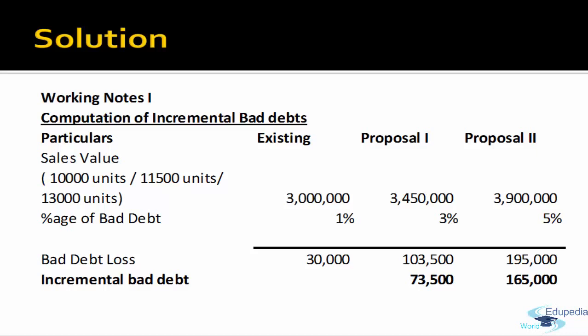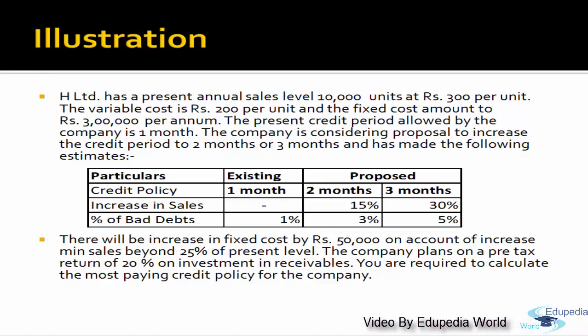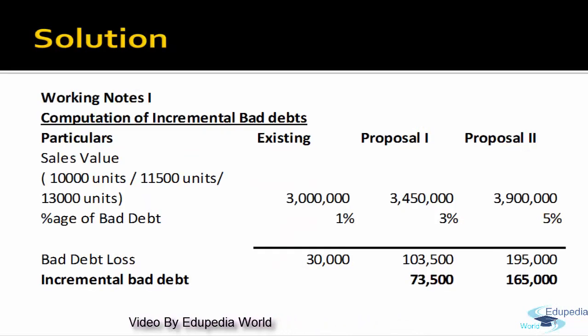Company is already incurring 1% bad debt. That means there is already a bad debt loss of 30,000. Enhancing these sales by 15% would also increase the bad debt by 3%. So at 15%, how much is the bad debt loss? 1,03,500. This implies that there is an incremental bad debt loss of 73,500, which is 1,03,500 less 30,000, because they are already incurring 30,000. It's because of the enhancement in the credit policy which increases the bad debt loss to 1,03,500. So there is an increase of 73,500.